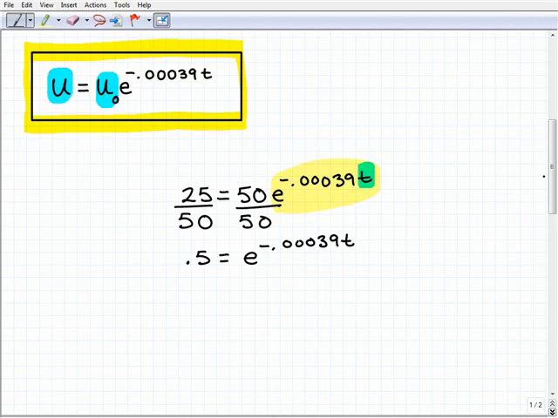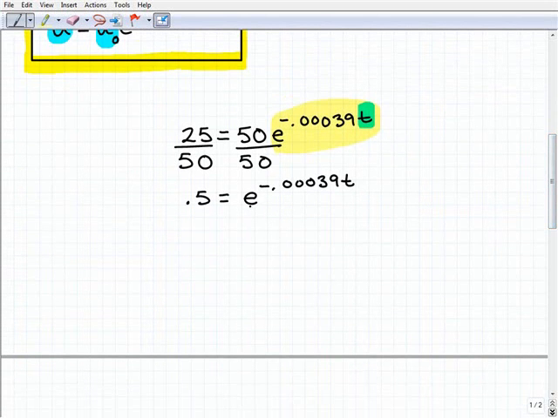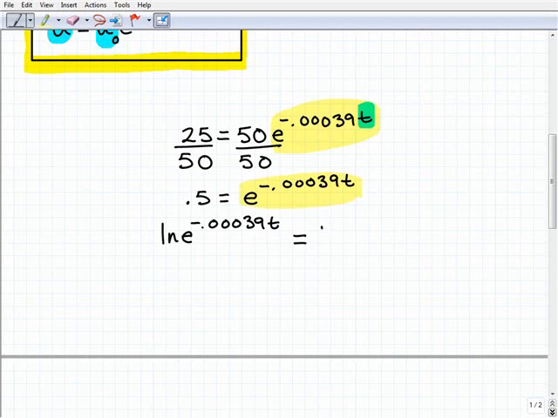0.00039t. Now we're talking about base e, so instead of taking a log of both sides, I'm going to take the ln of both sides. I'm just going to reverse sides, because I always like to have my variables on the left. So I'm going to write ln e to the negative 0.00039t equals ln of 0.5.